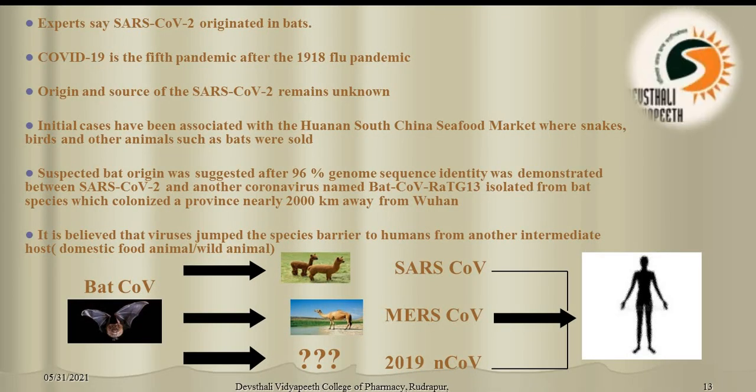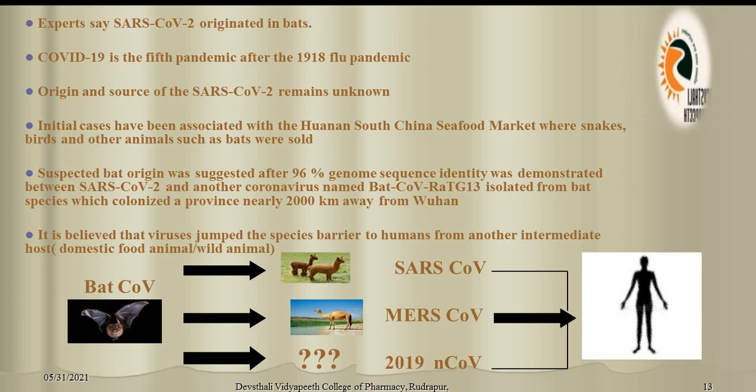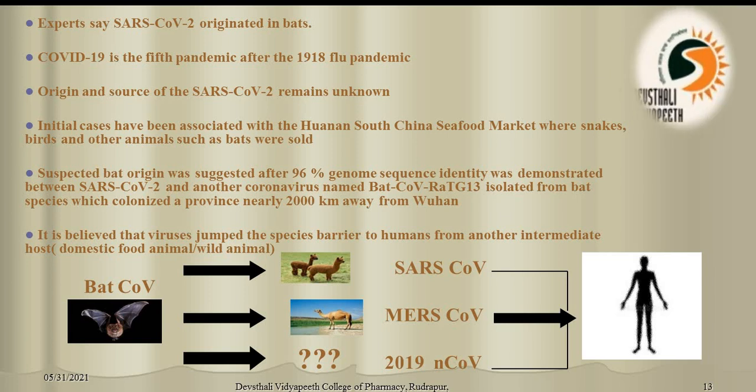Now looking at what the experts say, they say that SARS-CoV-2 originated in bats, and COVID-19 is the 5th pandemic disease. The origin and source of SARS-CoV is still unknown, and we will see how it remains unknown. Initial cases were associated with the Hunan South China seafood market, where snakes, birds and other animals such as bats were also sold. So initial cases were reported at this particular location.